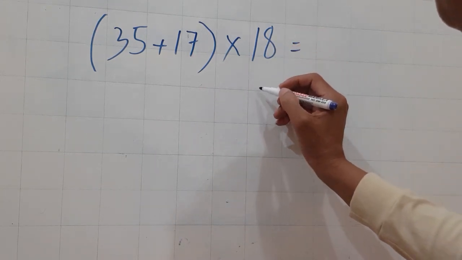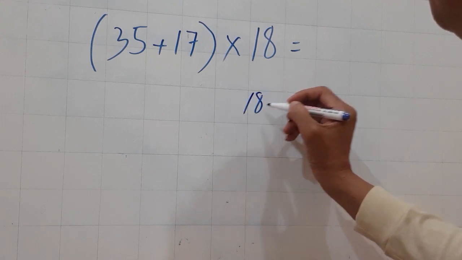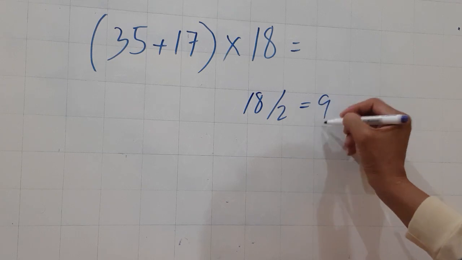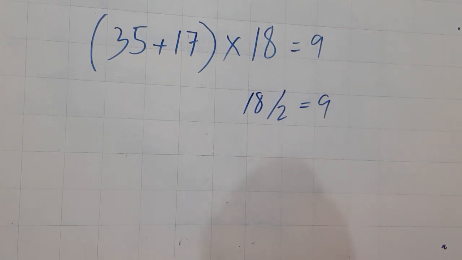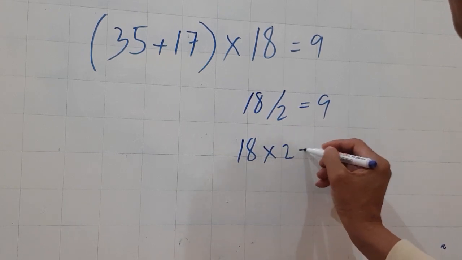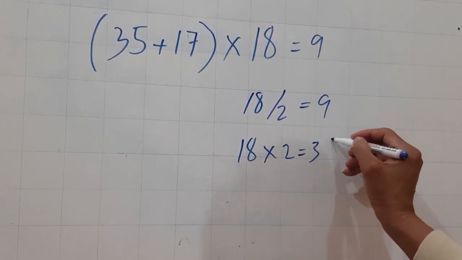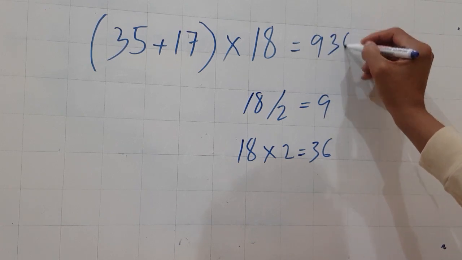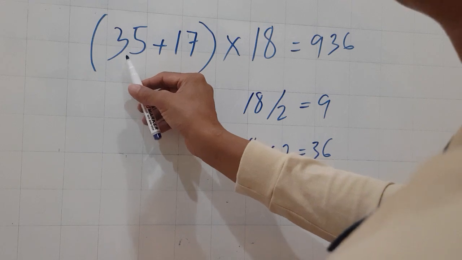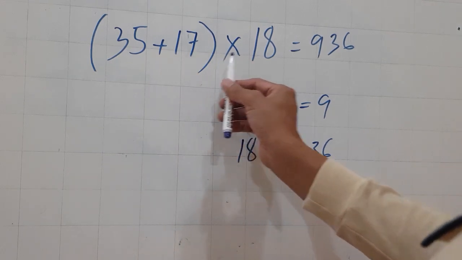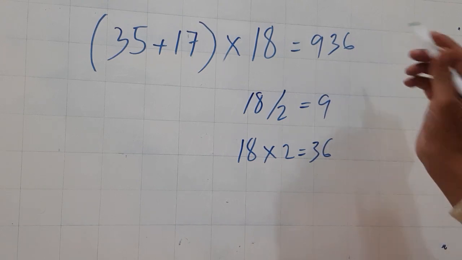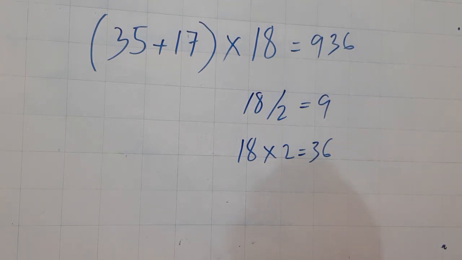18 divided by 2 is 9. So write down here 9. 18 times 2 is 36. So that 36. So the result of 35 plus 17 times 18 is 936. Okay, this is the correct result.